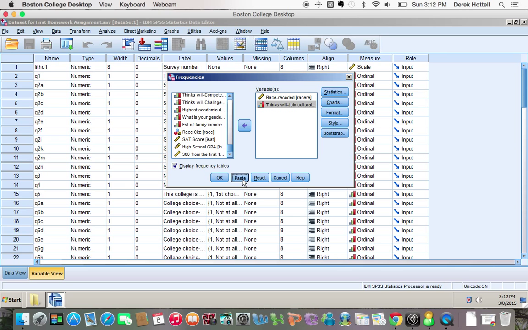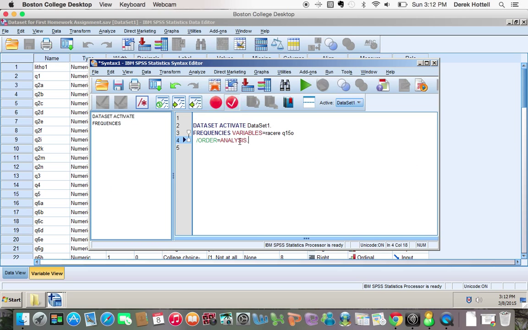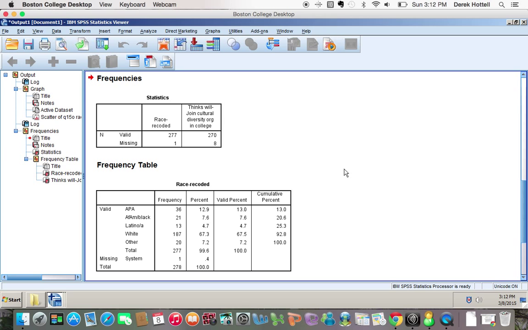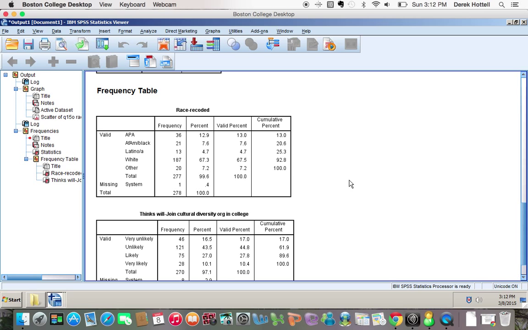Then we're going to click paste because we do want to save this syntax in case we want to run this operation later. We highlight the entire operation and click our green play arrow. That's going to bring up our frequency tables. You can see that if you look at the valid percent, which once again would exclude any missing data, 13% of our students identify as APA, 7.6% identify as African American or Black, 67.5% white, 4.7% Latino or Latina, and 7.2% other.